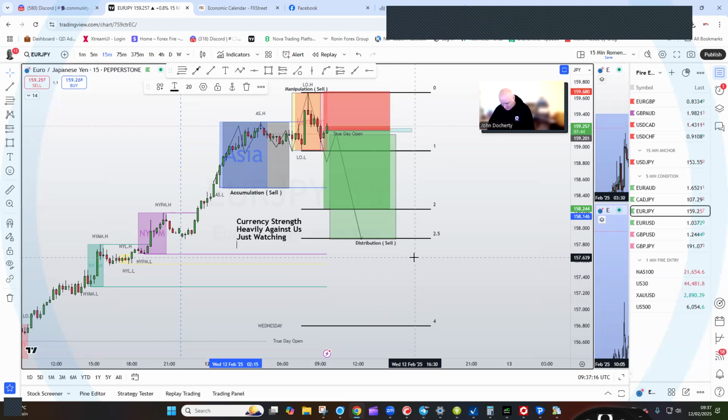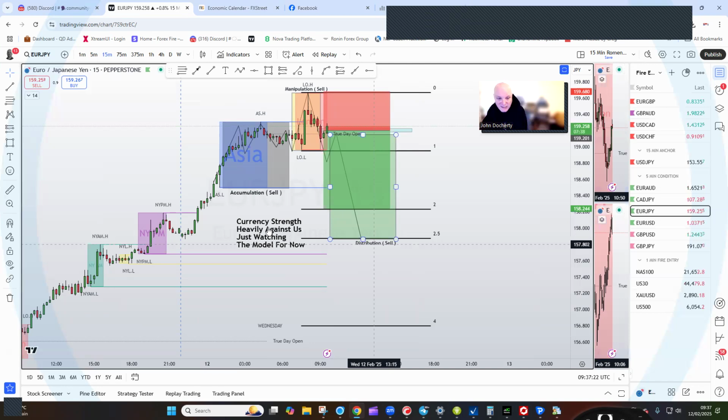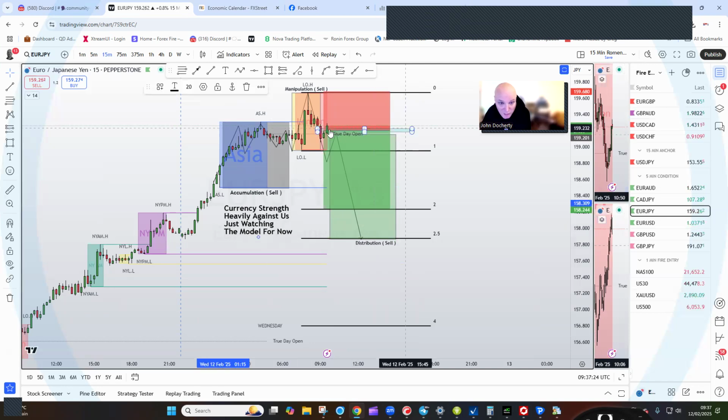Just watching the model for now. Okay, so we know this is heavily against us. Call it now while we're at break even. We'll just see what happens with the currency strength. So again, this one's going to go purple.